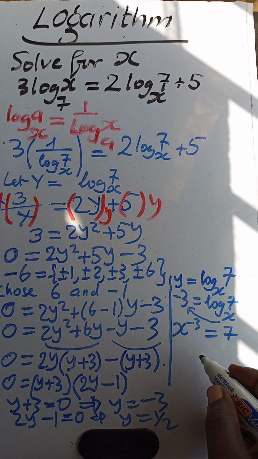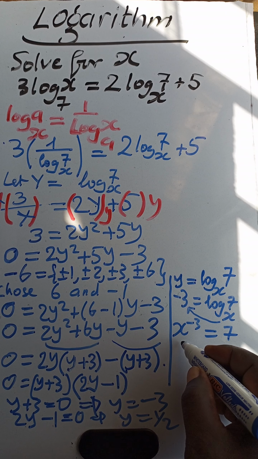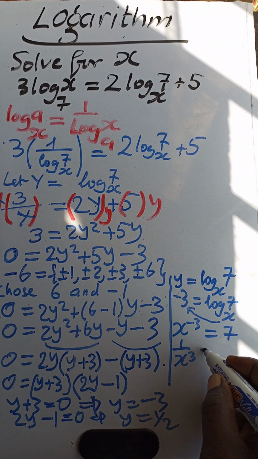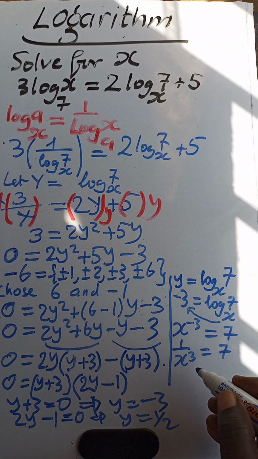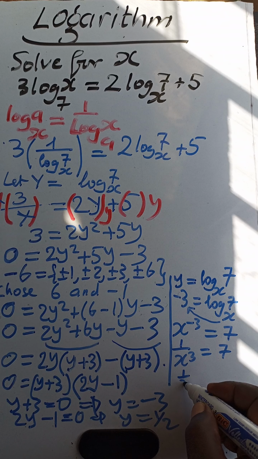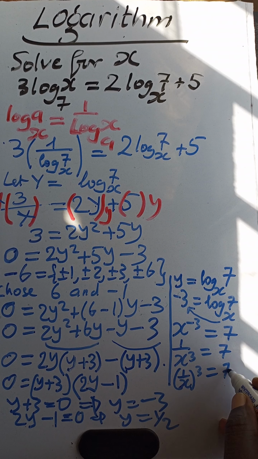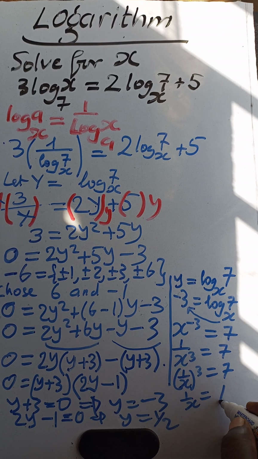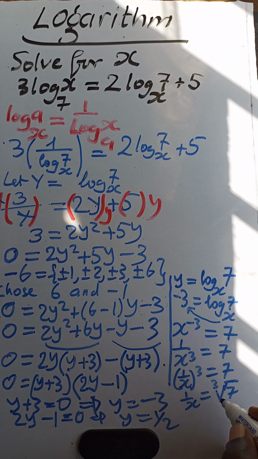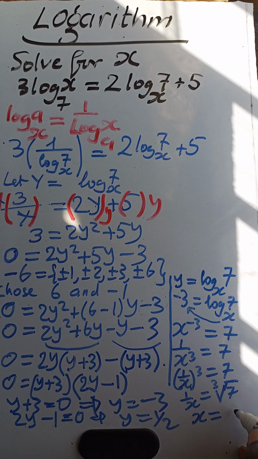All right? Which means 1 all over x cubed is 7. Okay? 1 all over x cubed is the same as 1 all over x, all cubed, is 7. So if we take the cube root of both sides, we're going to have 1 all over x is equal to cube root of 7. Okay? So if we take reciprocals of both sides, we're going to have x is equal to 1 all over cube root of 7. This is the first value of x.